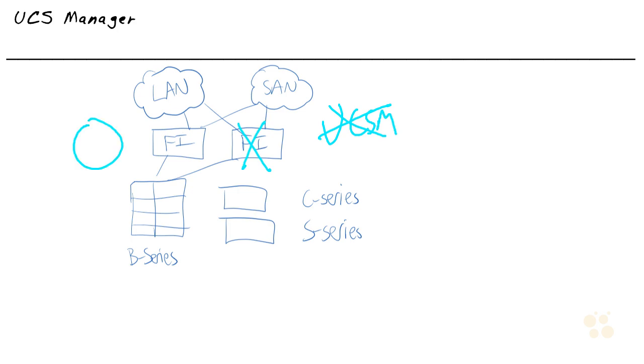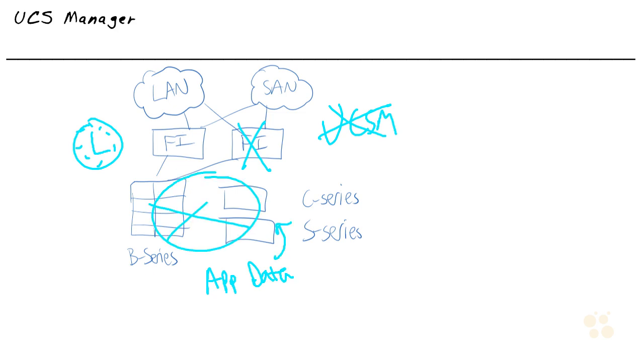How long do I have to wait to be able to access UCS Manager again? And is my environment down? If all of my applications and my data live on these servers, have I lost access to them, or can I still access those? The good news is that while UCS Manager is down, we still have full access to this. We don't have to worry about losing access to our data.